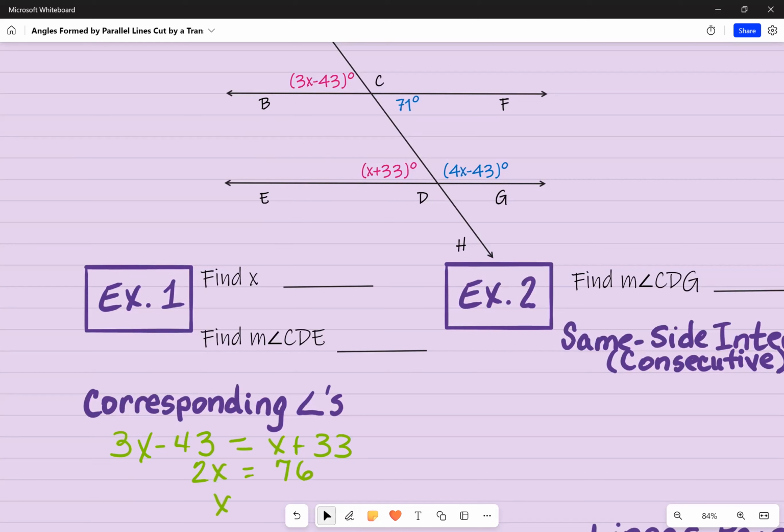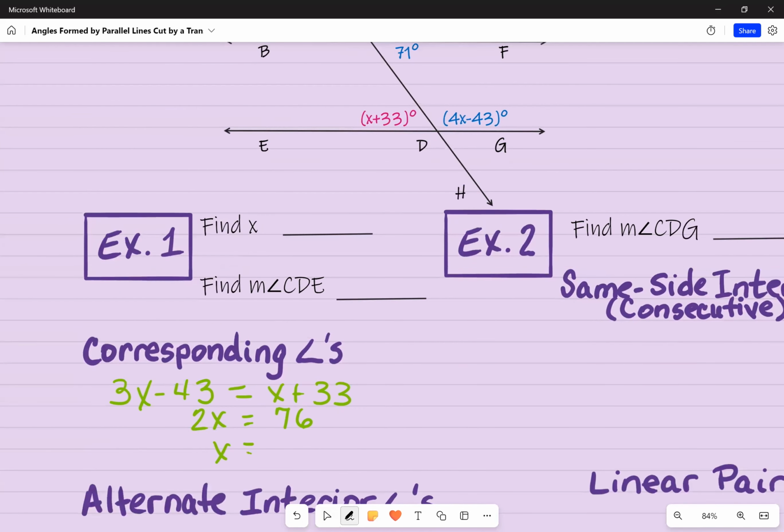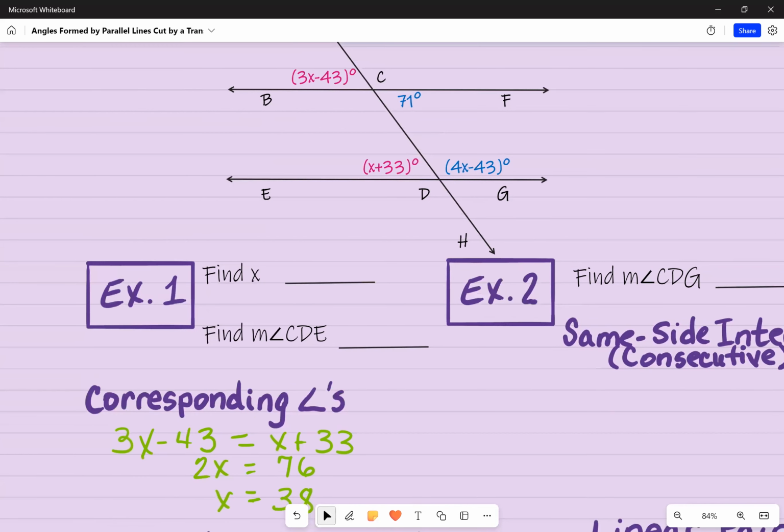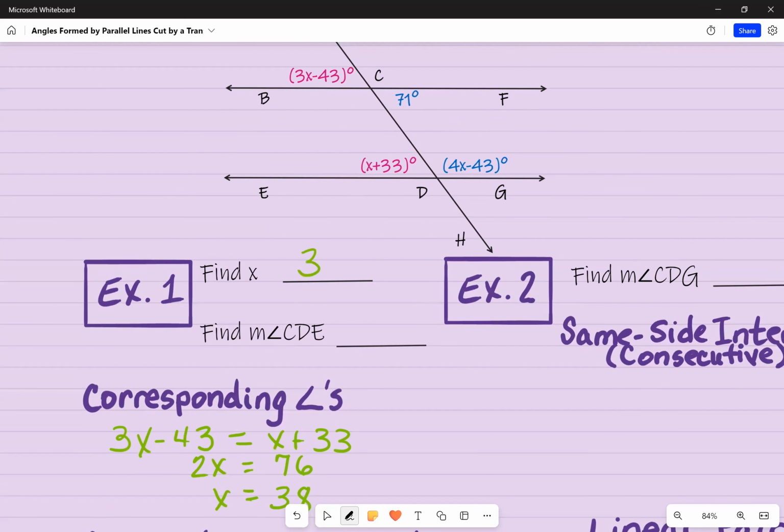Now I'm going to divide both sides by 2. So 76 divided by 2 is 38. Since I am looking for x, I do not need to have a degree sign. So this is simply 38. The only time I would have to have a degree sign is if x was by itself and it had a degree sign. That's the only time. But if I'm simply substituting it in, I don't need that degree symbol.